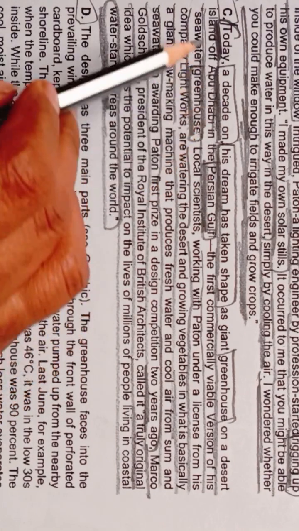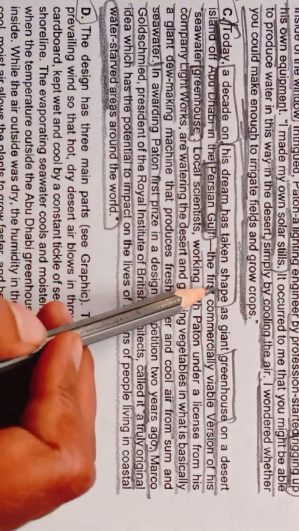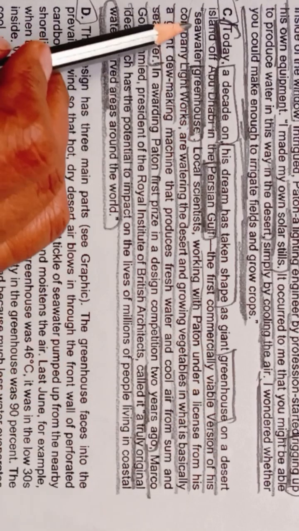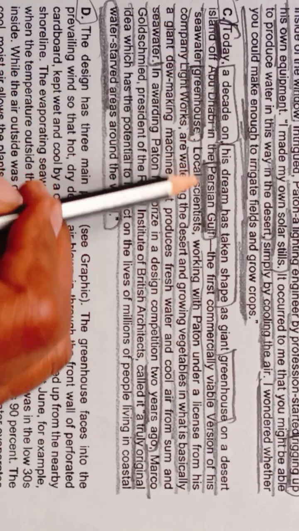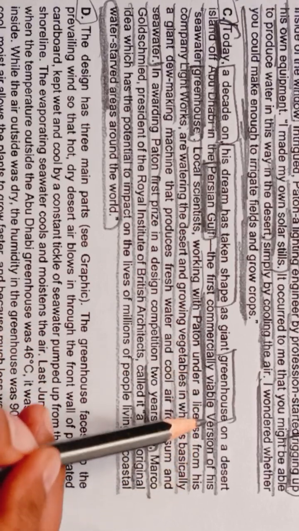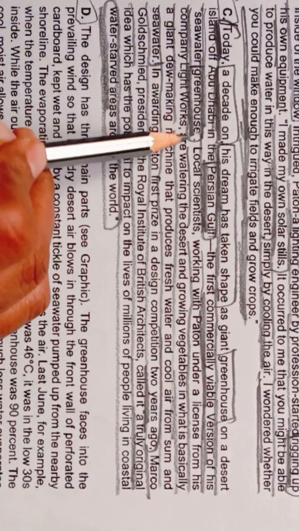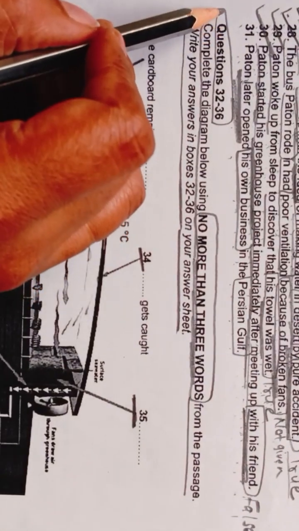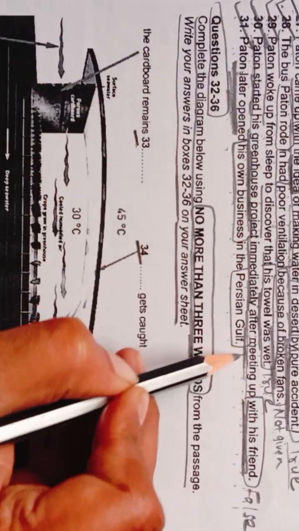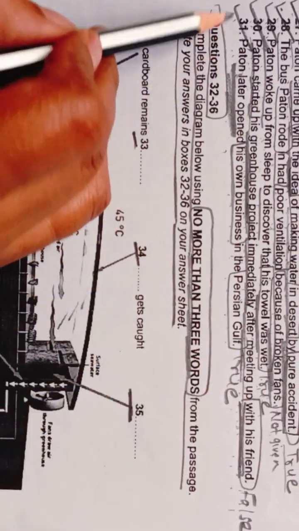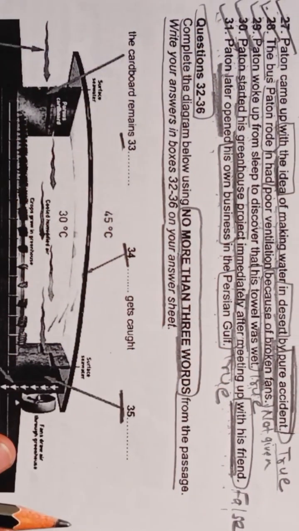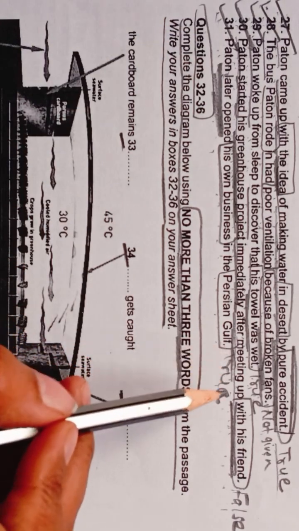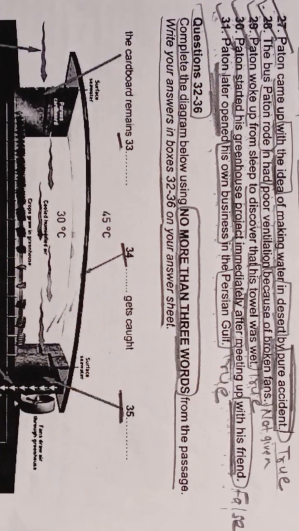Here what they are saying: today, a decade on, his dream has taken shape as a giant greenhouse on a desert island of Abu Dhabi in the Persian Gulf, the first commercially viable version of his seawater greenhouse. So yes, this thing is given. So we will write true in front of 31 in our answer sheet.